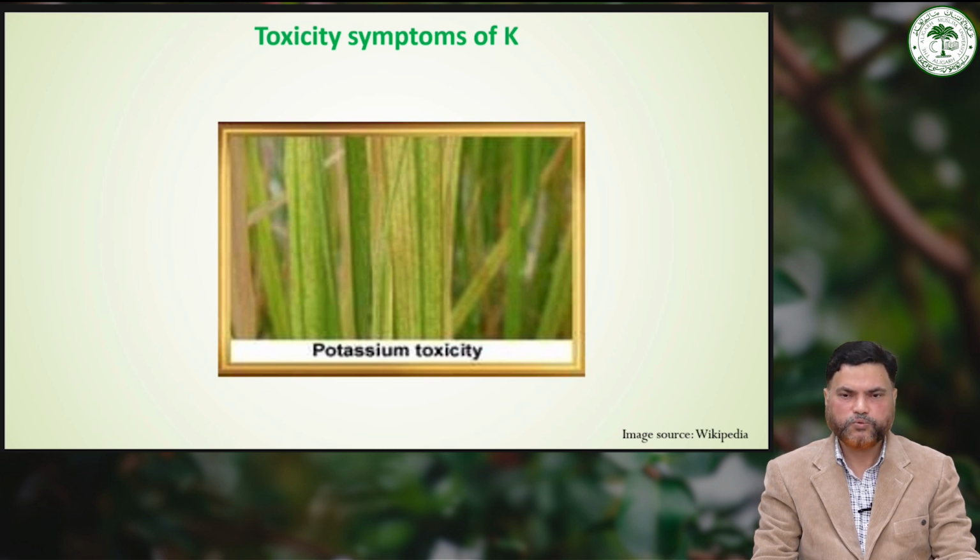And in addition to this, potassium toxicity can also impair root development and overall plant growth, ultimately reducing yield and quality. And in very severe cases, excessive potassium could lead to death of the plant.